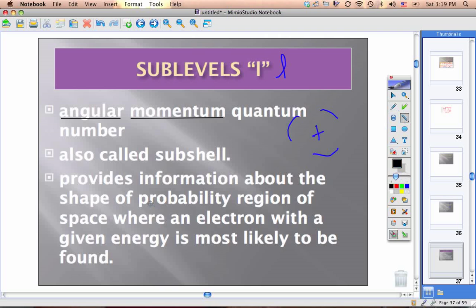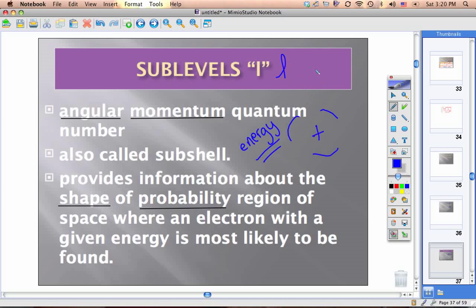Now, here's the key that I want you to focus on here. It's going to give us, again, about that probability region, information about the shape. Now, it also is going to give us a little teeny bit of information about energy. Primarily, energy is given by N, but we'll find that L contributes just a little bit to that.